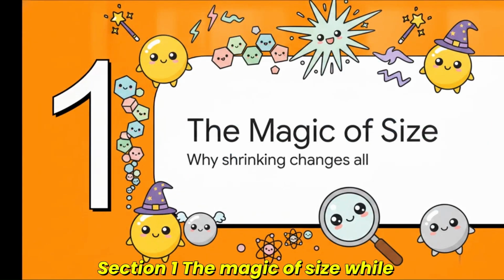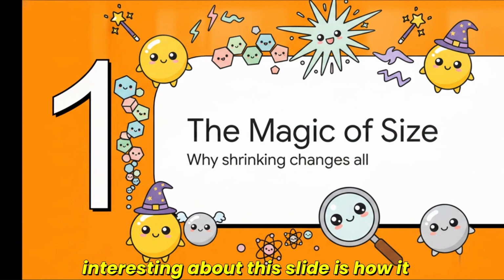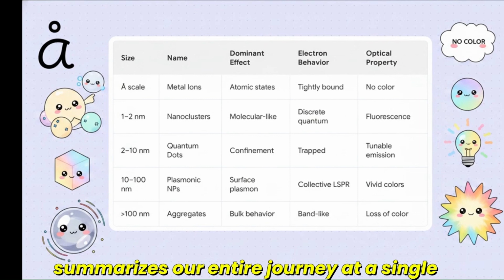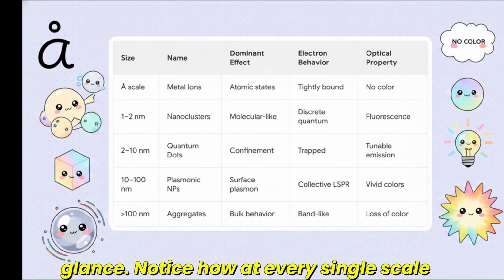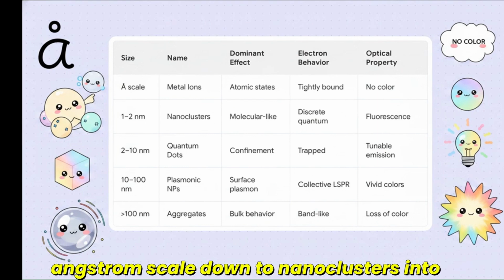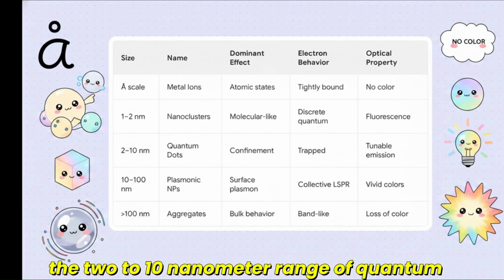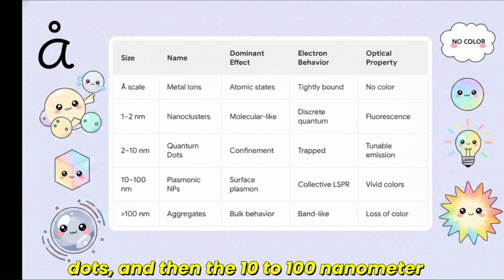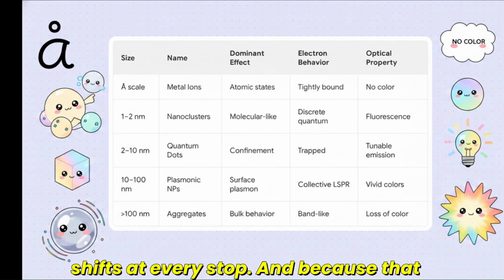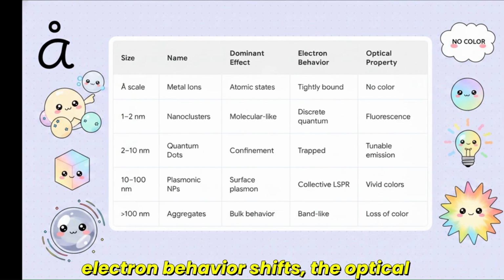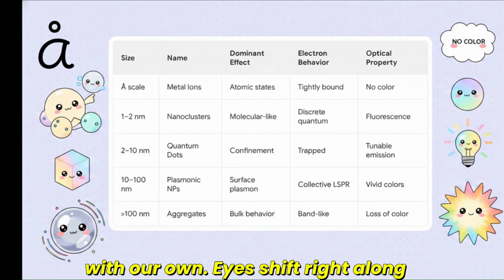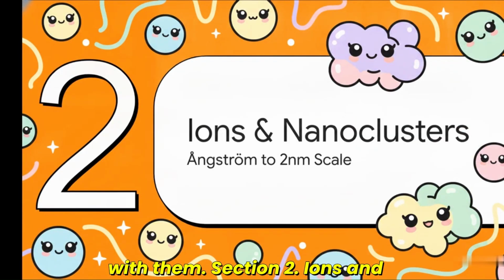Section 1. The magic of size. Why shrinking changes all. What's really interesting about this slide is how it summarizes our entire journey at a single glance. Notice how at every single scale threshold, the dominant physics completely changes. Moving from the angstrom scale down to nanoclusters, into the 2 to 10 nanometer range of quantum dots, and then the 10 to 100 nanometer range of plasmonic nanoparticles, the behavior of the electrons fundamentally shifts at every stop. And because that electron behavior shifts, the optical properties, the stuff we can actually see with our own eyes, shift right along with them.